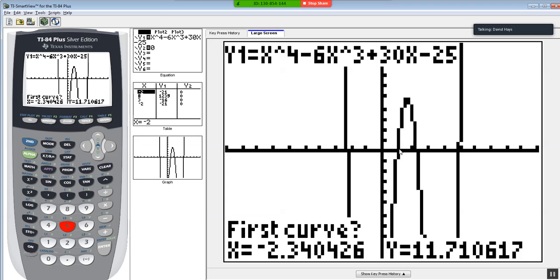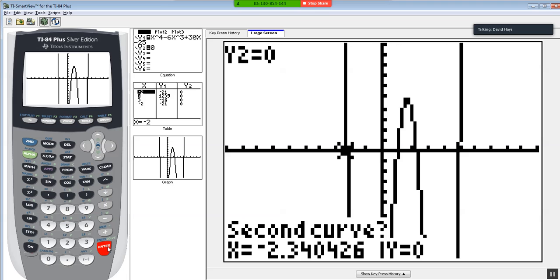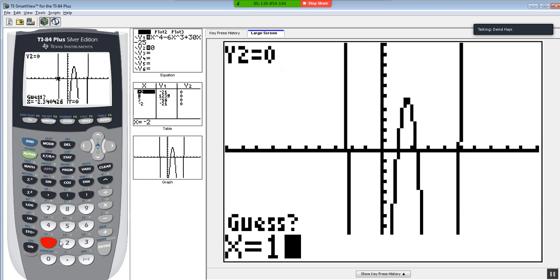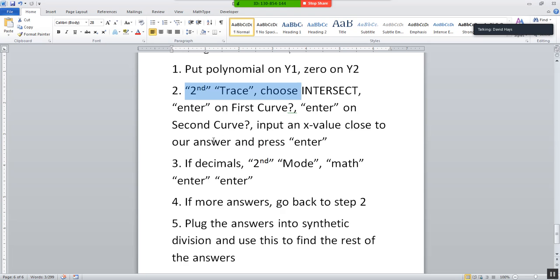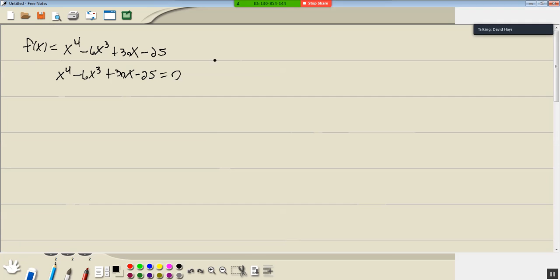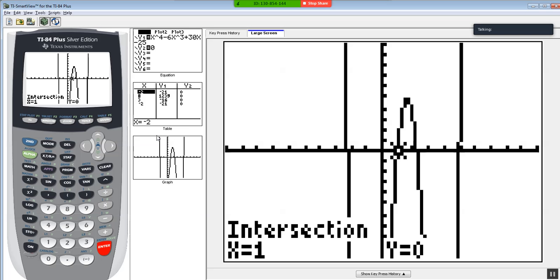Our next answer, going from left to right, looks like 1. So we'll do enter on first curve, enter on second curve, and then I'll put 1 in for the guess and press enter. Now notice it comes back and tells us our intersection is x equals 1. That's telling us our first answer. So they're telling us that x equals 1.